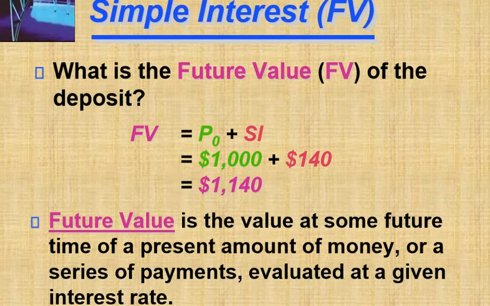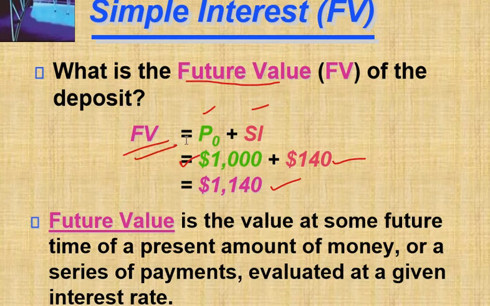Okay. After calculating simple interest, then we are going for future value. What is the future value of the deposit? So your deposit is how much? 1000, and your interest earned is 140. Total $1,140. Very simple. Your principal amount and your interest amount both added. This is the future value.